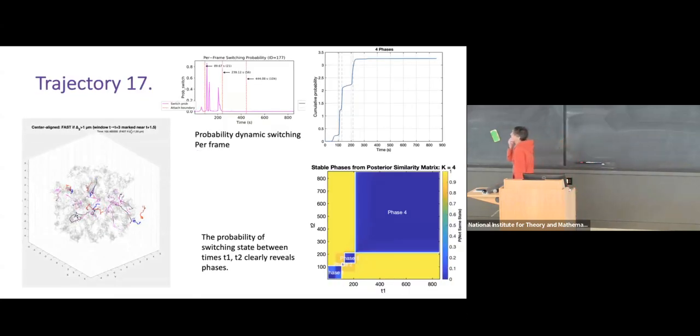So we implemented that model, and this is trajectory 17. It's this blue one here, and this is our probability of switching. You get a very high probability of switching at about 100 seconds, then 110 seconds. There's another period of switching here.